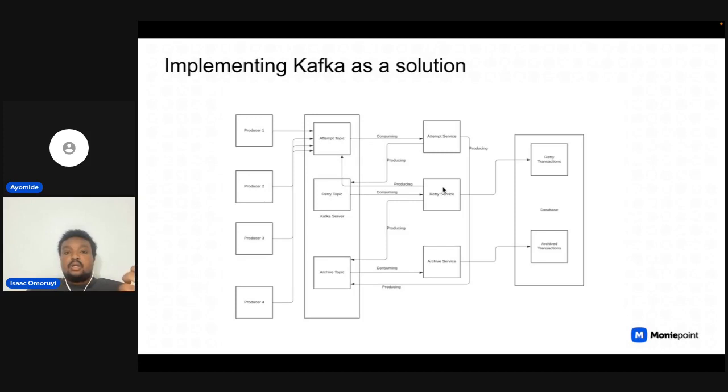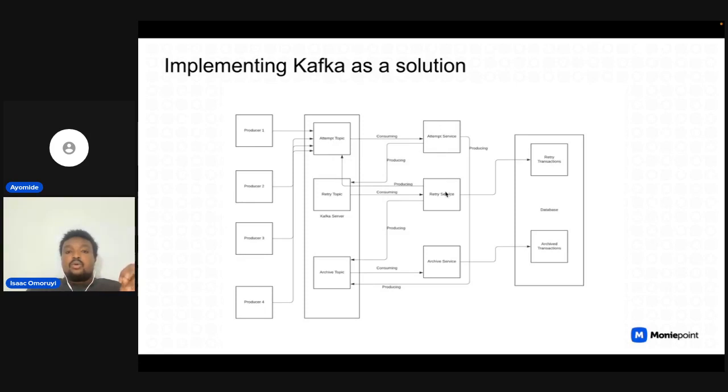So that's how it was back then. For the transactions that are to be retried at that point in time, we call the service to get the new status of that transaction. Based off that, if we have a successful response, the same thing happens as with the attempts: we send it to the archive topic so that the archive service can pick it up and archive it in the archive transactions table. If after retrying we get a status of failed or some other status, we can send it back to the attempt topic to get attempted again. So that's how it works.